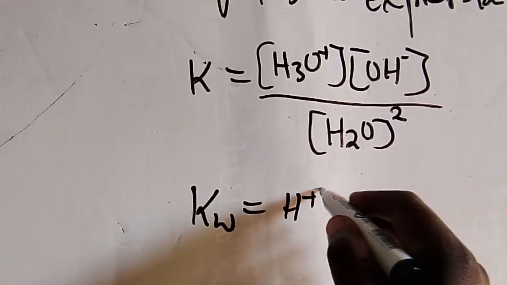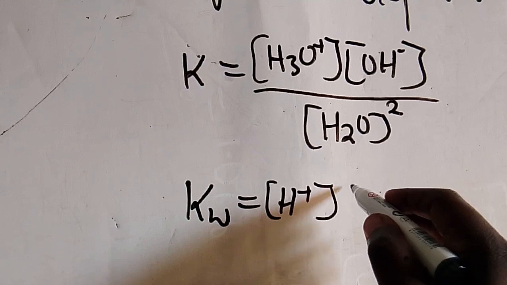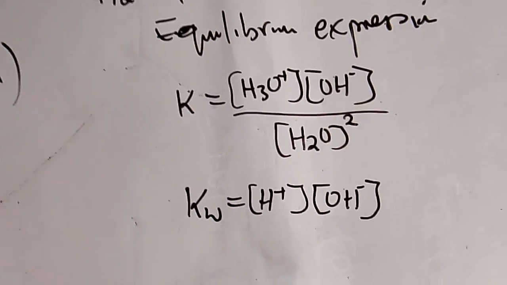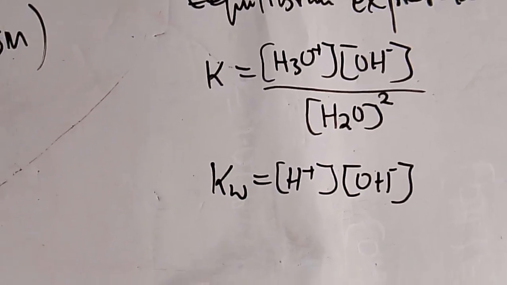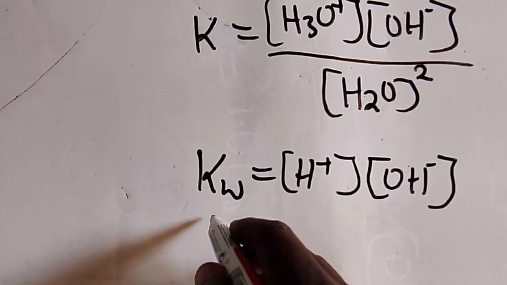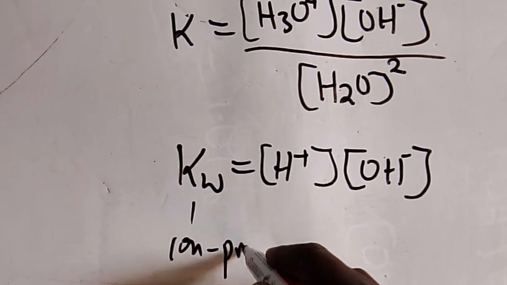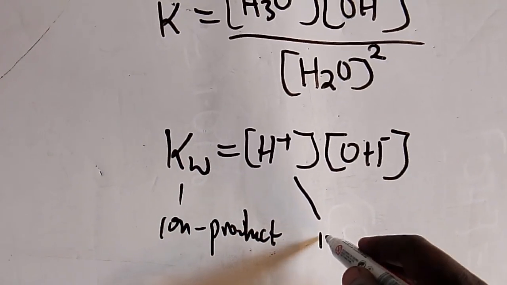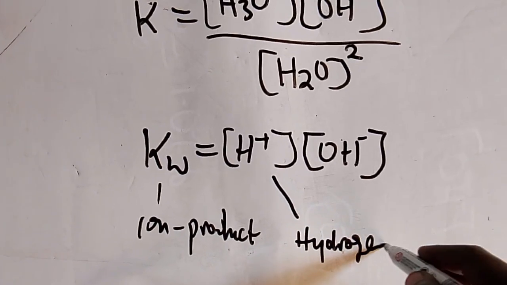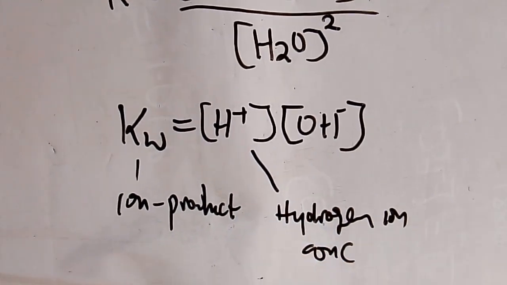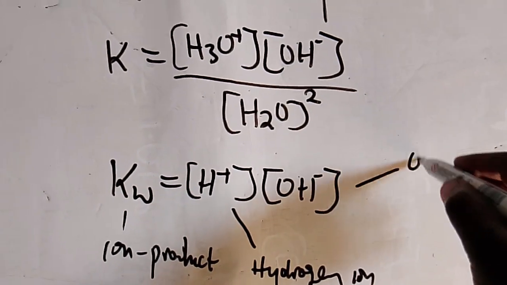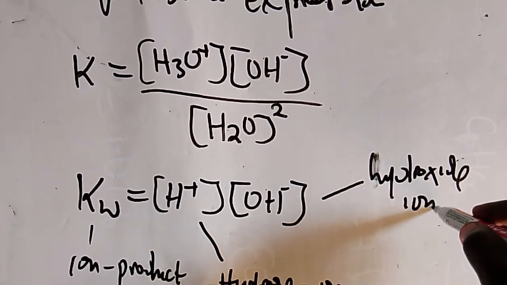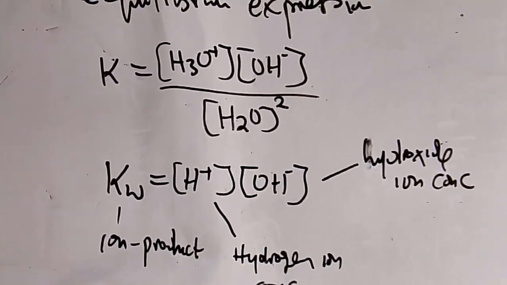Hydronium is just the same as hydrogen ion. So Kw is equal to the hydrogen ion concentration times the hydroxide ion concentration, where Kw is the ion product constant, this is the hydrogen ion concentration, and this is the hydroxide ion concentration.